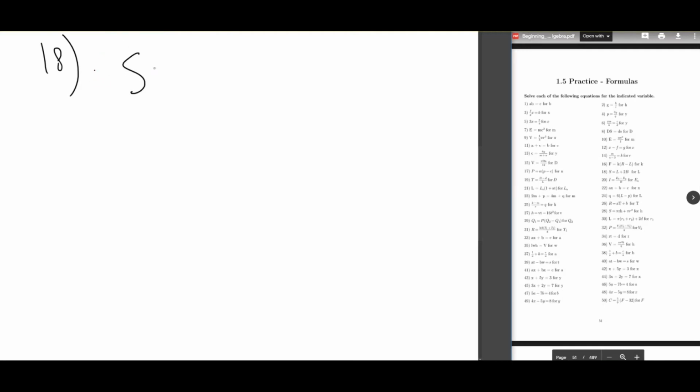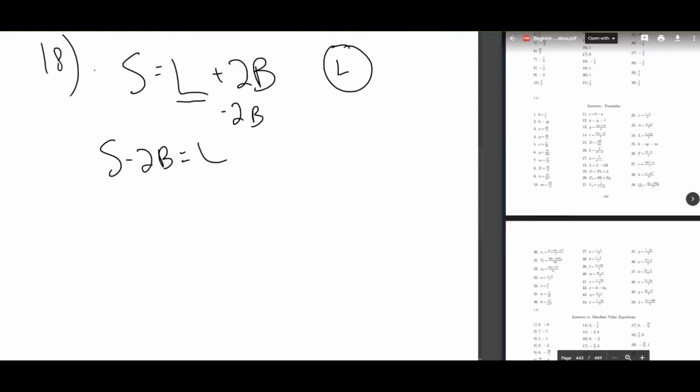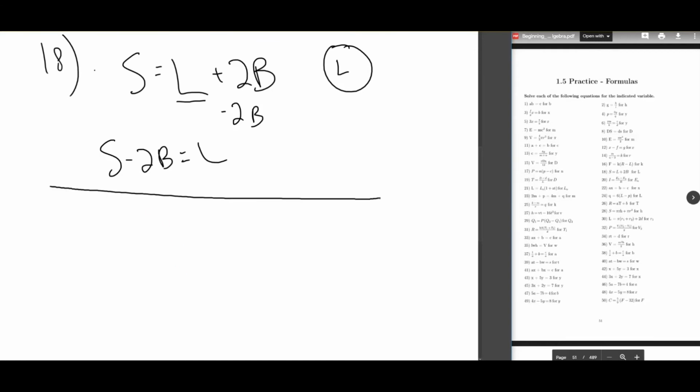18, large S equals large L plus 2 large B. Solve for large L. I'm only mentioning whether the letters are capital or not because in math it means something. That's just the way it is. So I want to isolate this, plus 2b. So we do minus 2b here, right? So it'd be S minus 2b equals L, because we did minus 2b on both sides. Let's go look at the answer. 18, L equals S minus 2b. That's the good answer. Very good.